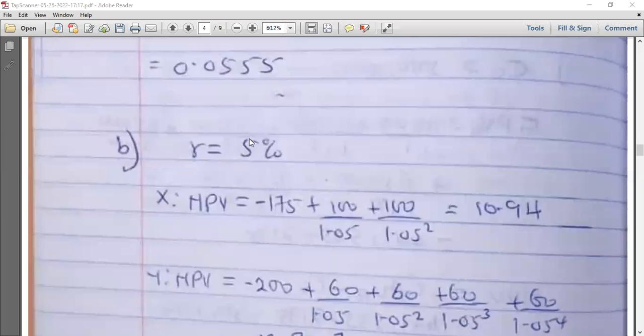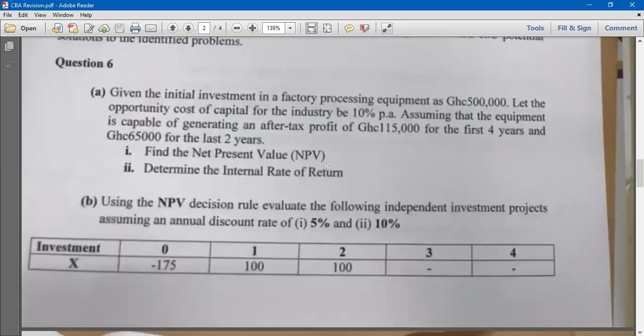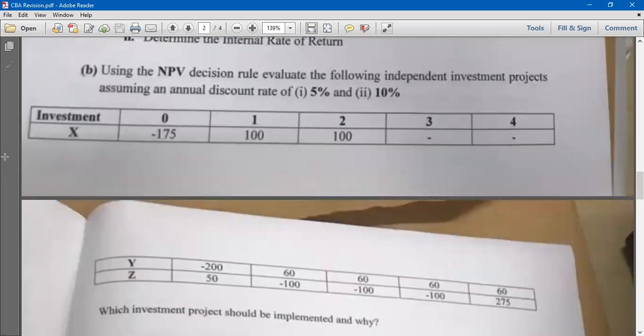All right. Let's look at the B part of the question. We're given these projects, project X, Y, and then Z. And we are to use the MPV decision rule to evaluate the project. So which one are we going for? If the discount rate is 5%, and then if it's 10%, are we going for X? Are we going for Y? Are we going for Z? So which one should we go for and why?